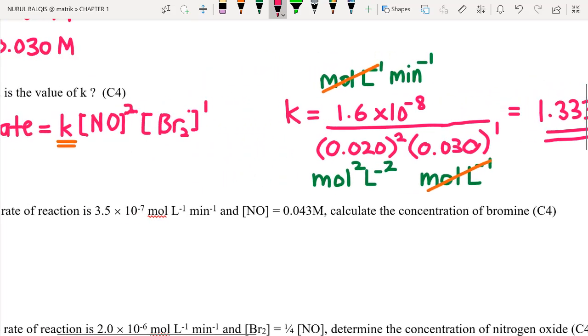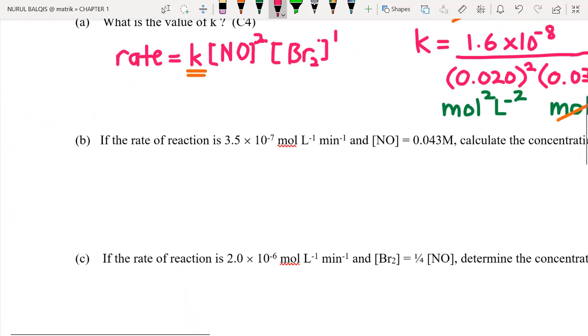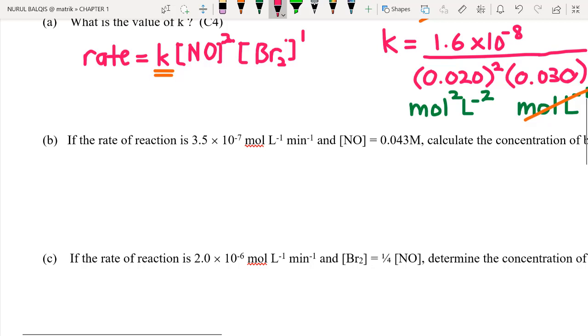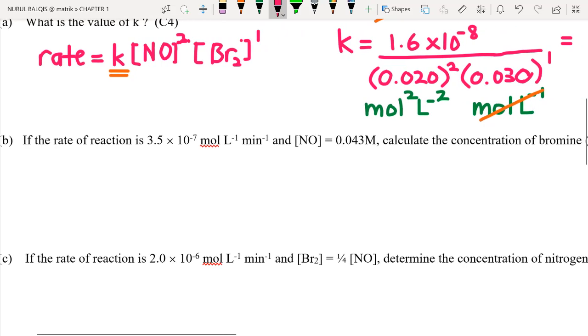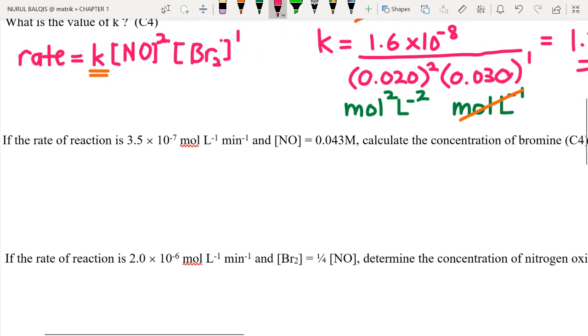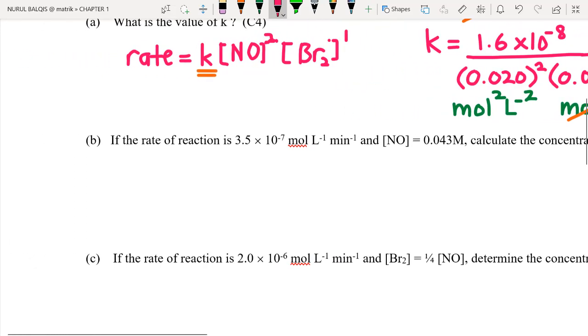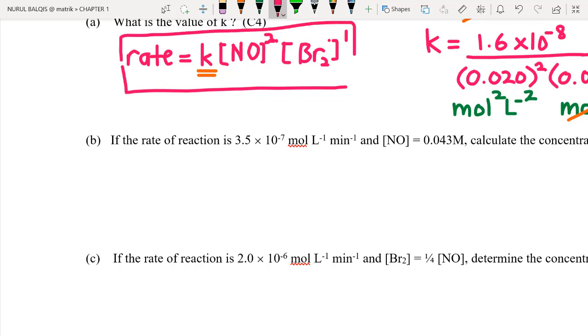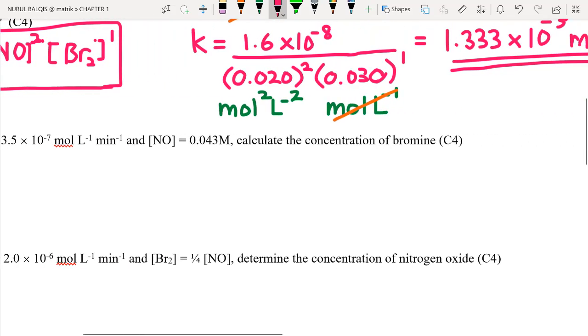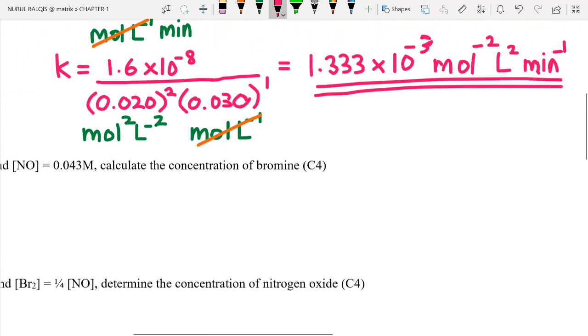Okay, next question: the rate of reaction is 3.5 × 10^-7 mole per liter per minute, and the concentration of NO is 0.043. We need to calculate the concentration of bromine. By using the same rate law as in the previous question, we're going to use it again, but this time we need to change the rate of reaction and also the concentration of NO, and we can use our rate constant here, 1.333 × 10^-3.